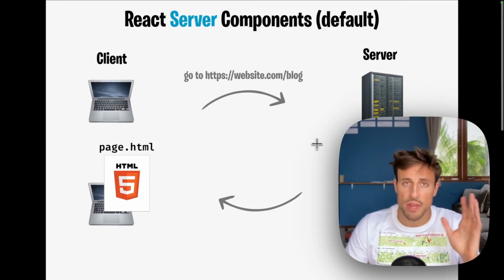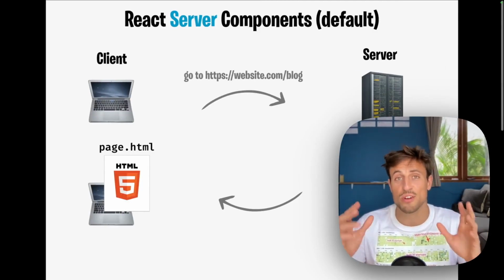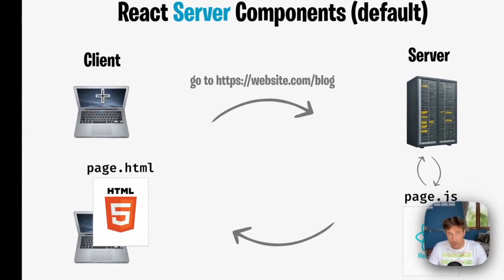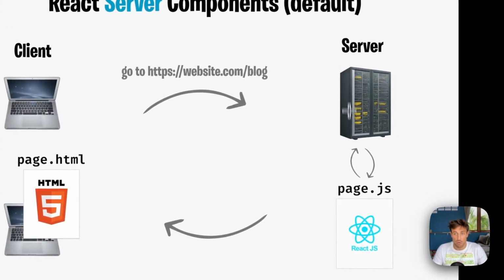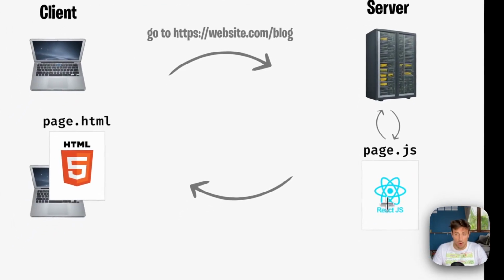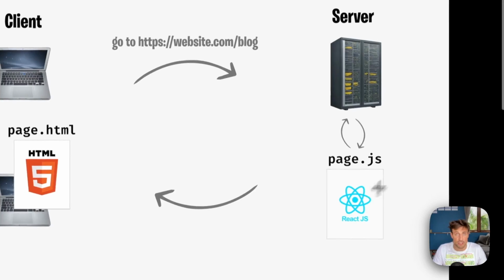So let's start with React Server Components. By default, all React components are server components. So it means when the client, someone, a visitor, goes to your website, the server is going to take the React.js code and turn it into an HTML page. And then it's going to send back this page to the client, and the internet browser will show it to the person. So the rendering part is done here on the server side.